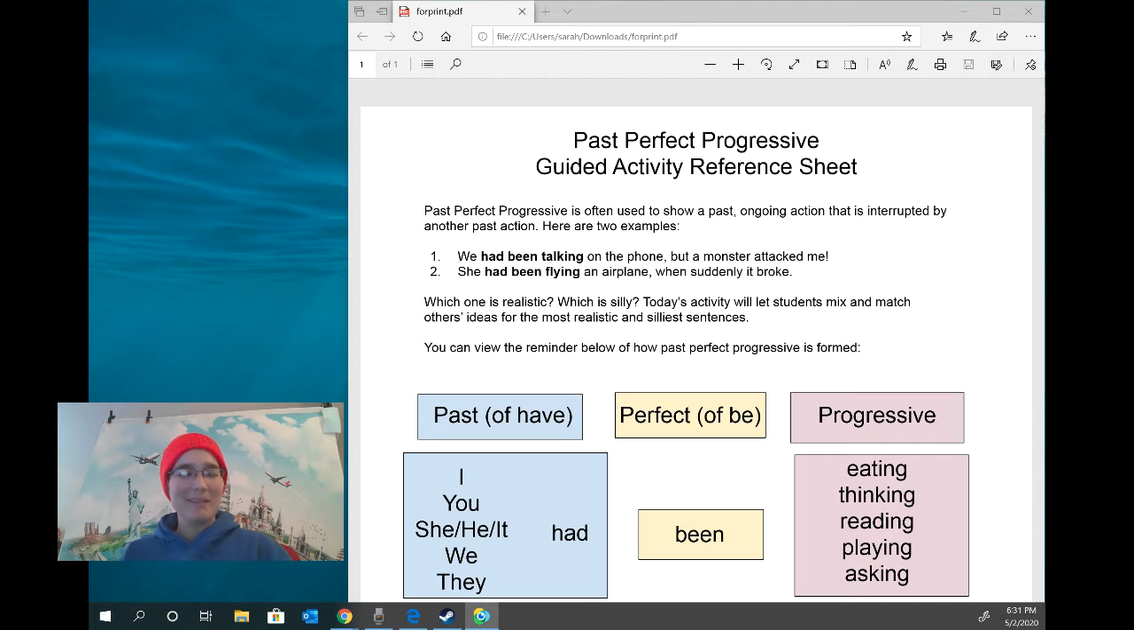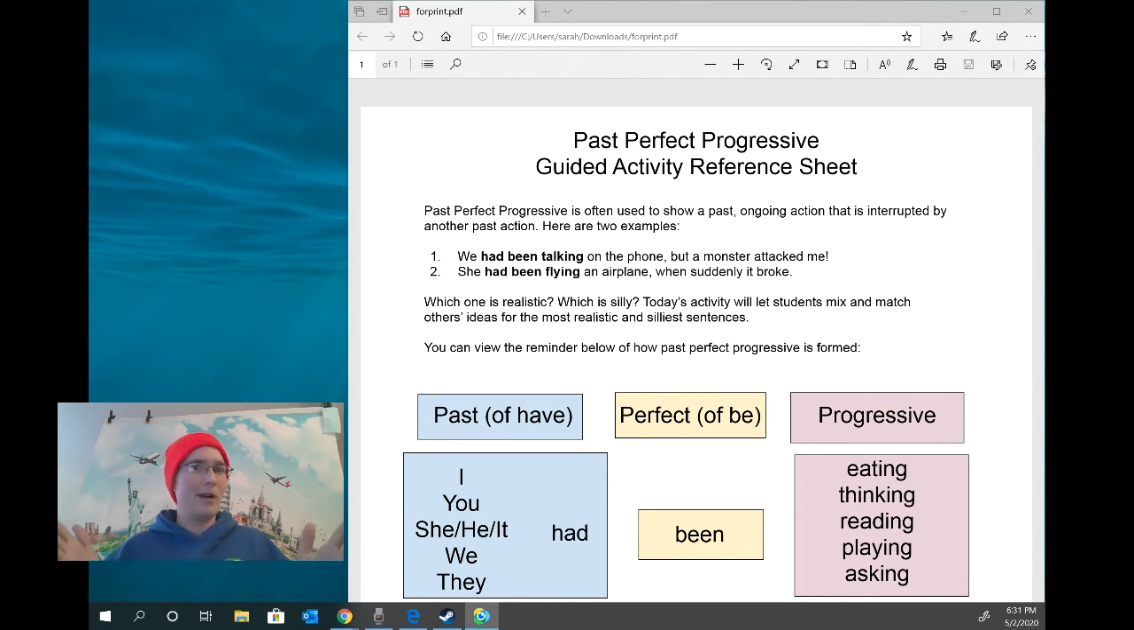Before we explain anything about today, I'd like to have two readers. You each have the sheet of paper that I have up on the screen as well. Can I have someone read the sentence with number 1? Okay. Absolutely right. We had been talking on the phone, but a monster attacked me.